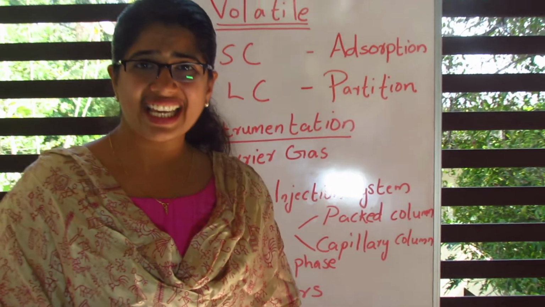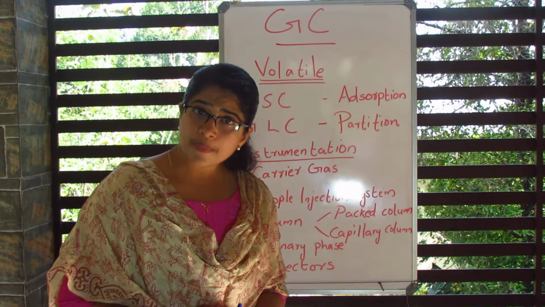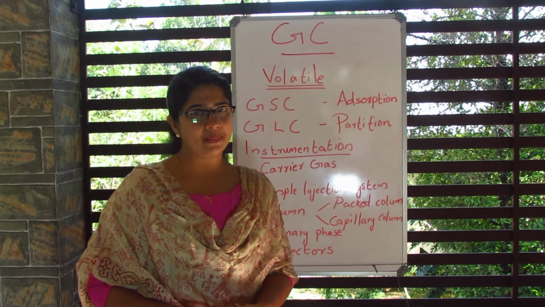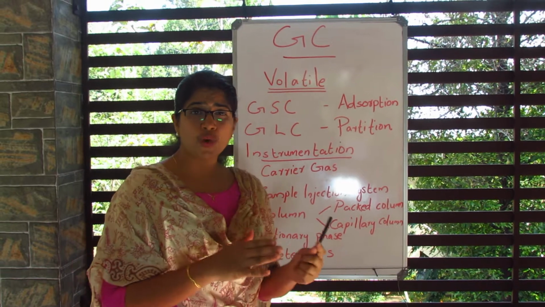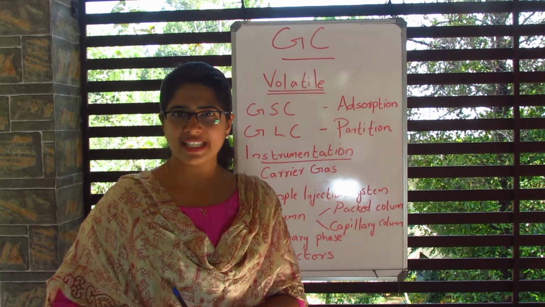So first one is carrier gas. Normally used carrier gas in gas chromatography is nitrogen. In the absence of nitrogen, we can also use argon, helium, hydrogen, etc. This carrier gas is flowing through the system, carrying the sample in the vaporized state.